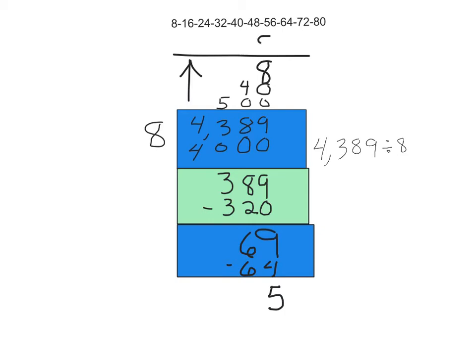So I've got an 8 here, I've got a 4 here, I got a 5 here, and my remainder from right down here is another 5, right? So the answer for this problem, 4,389 divided by 8 equals 548 with a remainder of 5 left over.